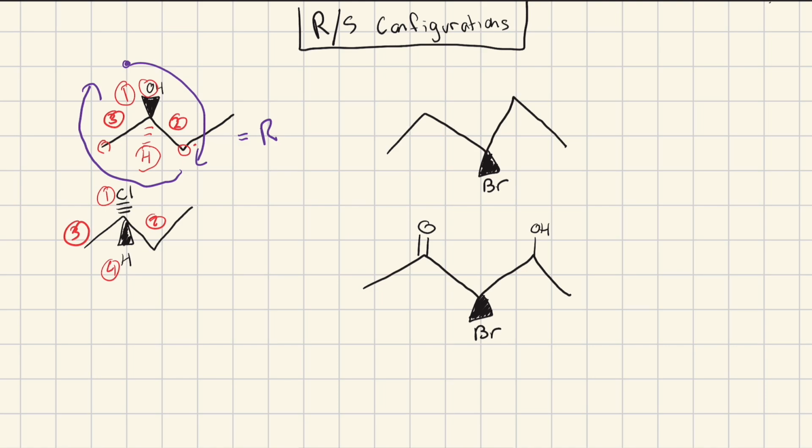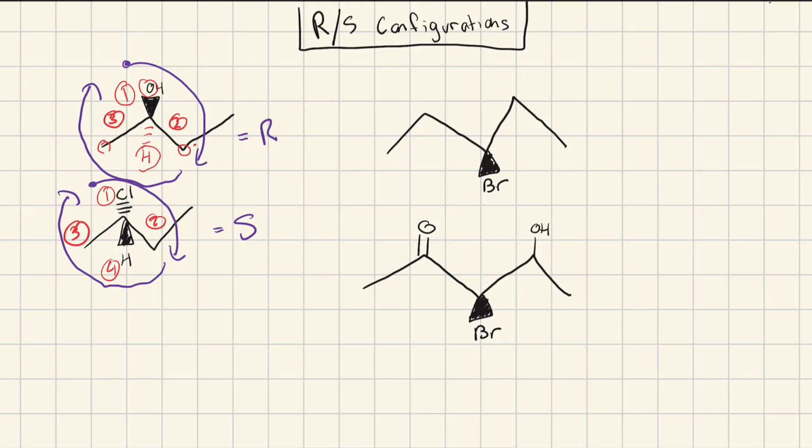But how do we assign R and S if our number 1 priority is in the back and our number 4 priority is in the front? Well, we're going to do the exact same thing first. We're going to start at our number 1, and we need to go clockwise to get to number 2, and then clockwise to get to number 3. We would have R in our configuration if we just go off of the fact that we went clockwise. But since this whole structure is inverted, our number 1's in the back, our number 4's in the front, we also have to invert our configuration. So even though we went clockwise, which should be R, this is going to be the S configuration.